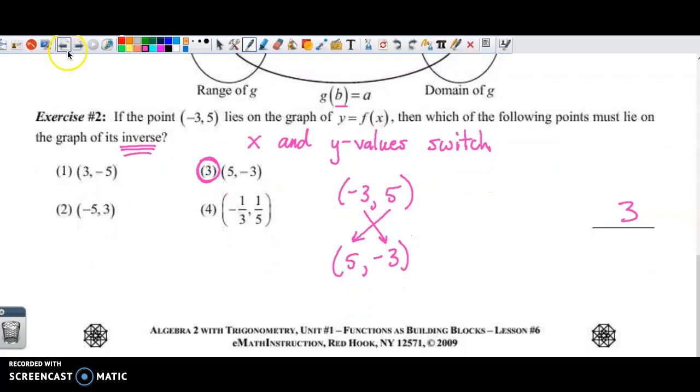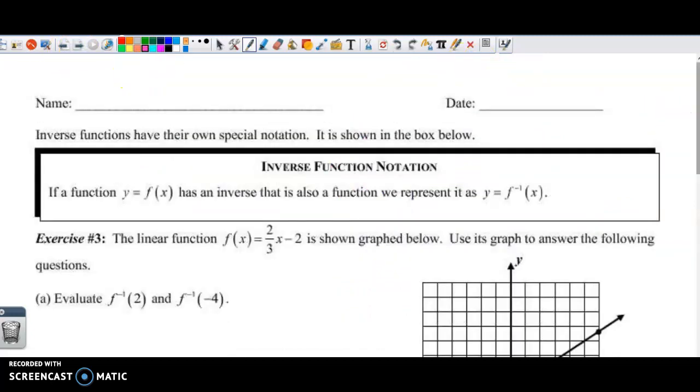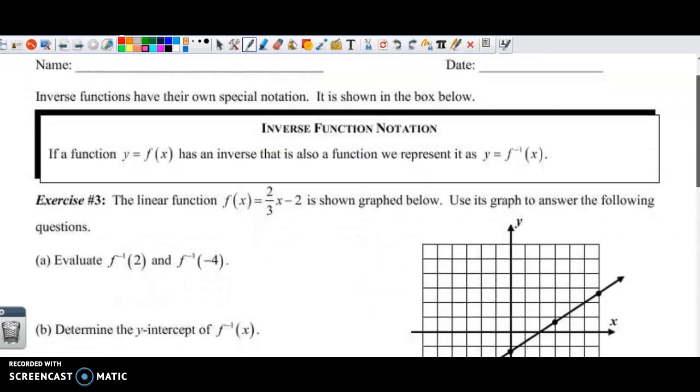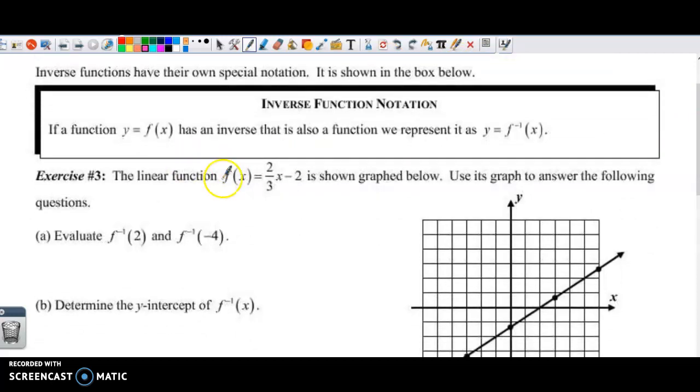And then we can also talk about what's happening with a graph or a straight line.